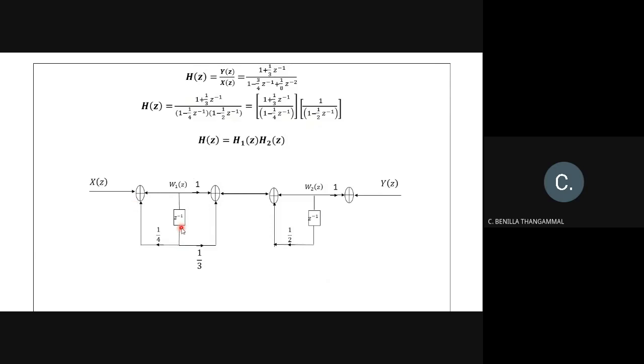So H1 of z direct form 2 and H2 of z direct form 2 are present in the cascade manner, right? So next we'll see the parallel form.